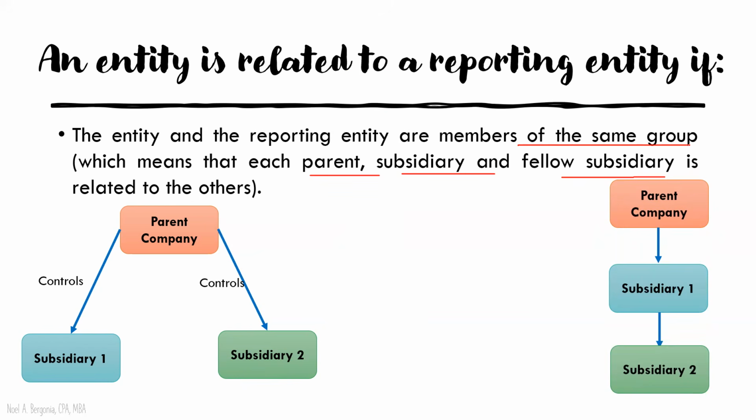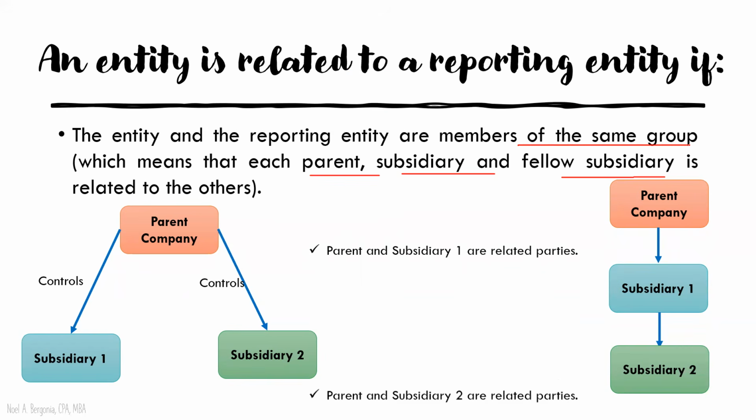Now, what is their relationship based on our premise that the entity and the reporting entity are members of the same group? Then they are considered related parties. So if we look at it, the parent company in both illustrations and subsidiary one are related parties based on our discussion, because they are in the same group. At the same time, the parent and subsidiary two are related parties.